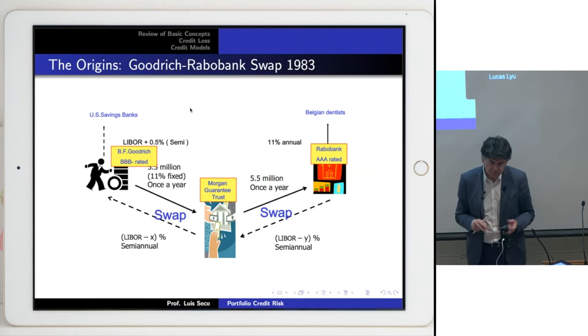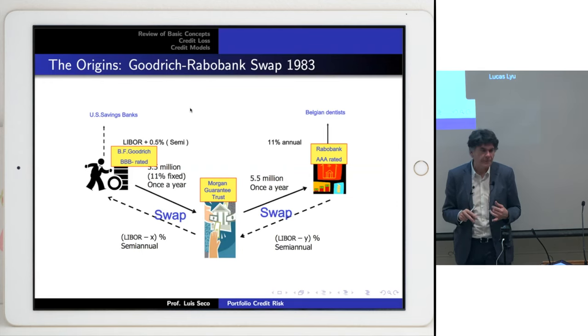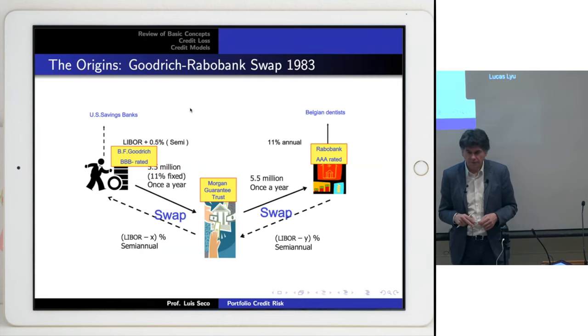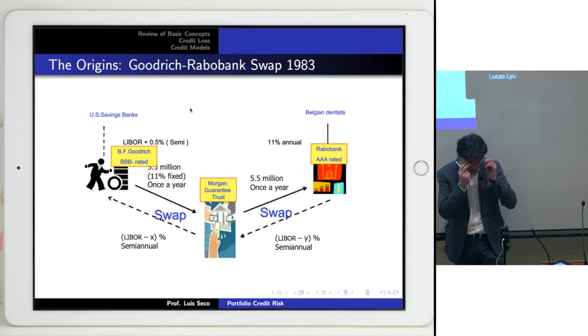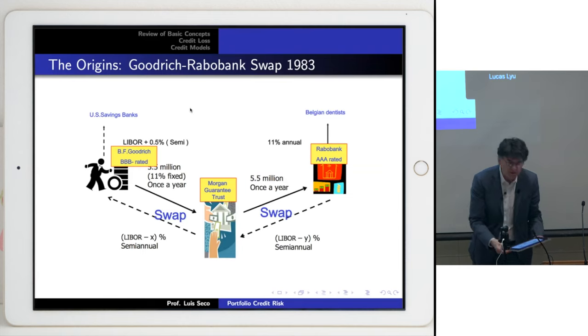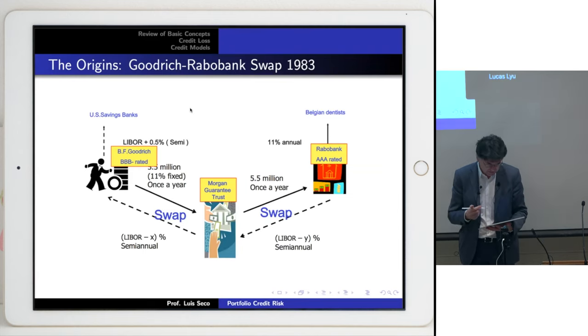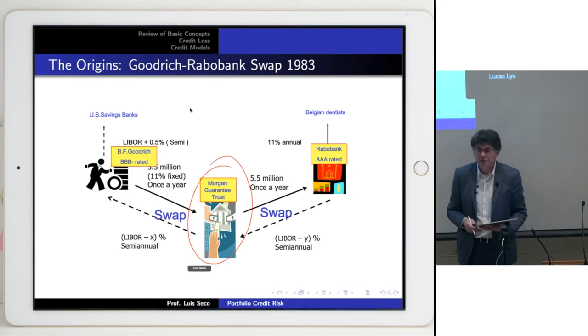What we're interested in is what cost the swap and the credit aspects of this swap, because of the following. The deal that was ultimately brokered by Salomon was as follows. There was a certain trust company, Morgan Guaranty Trust, who negotiated two swaps with two counterparties. Let me start with Rabobank.